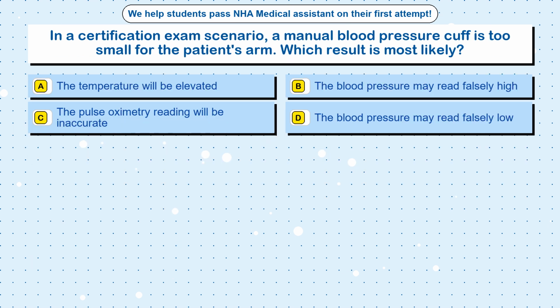Question 50. In a certification exam scenario, a manual blood pressure cuff is too small for the patient's arm. Which result is most likely? Option A, the temperature will be elevated. Option B, the blood pressure may read falsely high. Option C, the pulse oximetry reading will be inaccurate. Option D, the blood pressure may read falsely low.